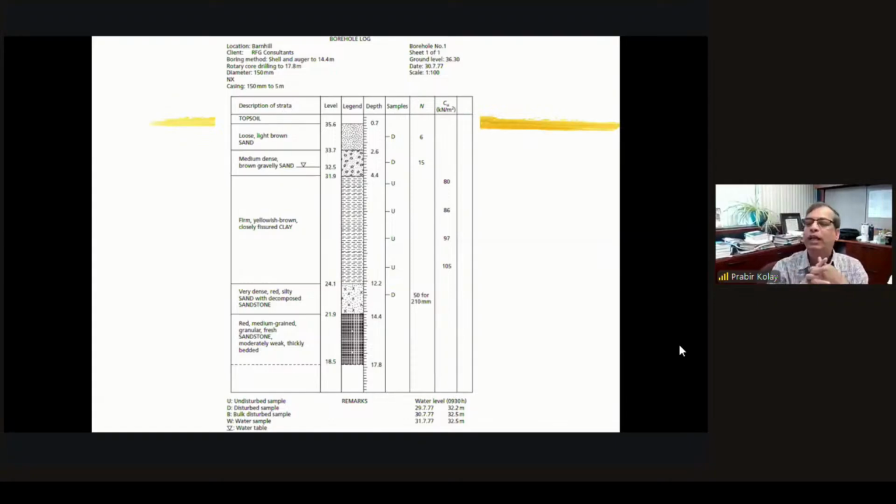Obviously, people most of the time, in a particular site, if there is borehole data already available from an existing building nearby, they use that as a preliminary guess. But if you want the actual properties of that particular site, you need to do this borehole.